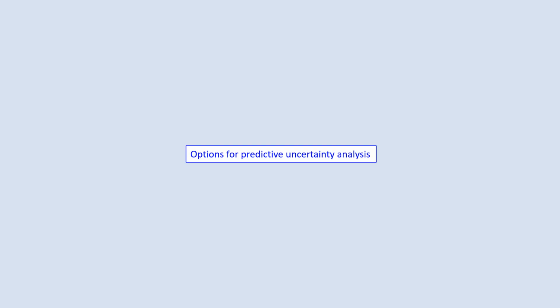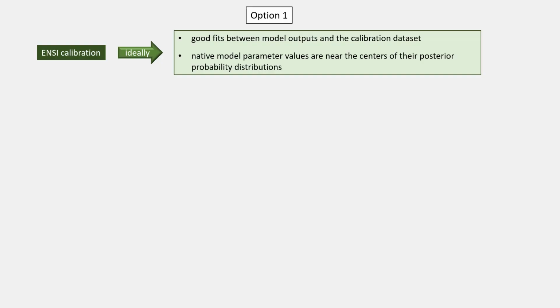The first option is probably the most comprehensive, but also the most numerically intense. So, what has ENSI given us? ENSI calibration has given us good fits between model outputs and the calibration dataset, hopefully. It's also given us a set of native model parameters that are near the centers of their posterior probability distributions.